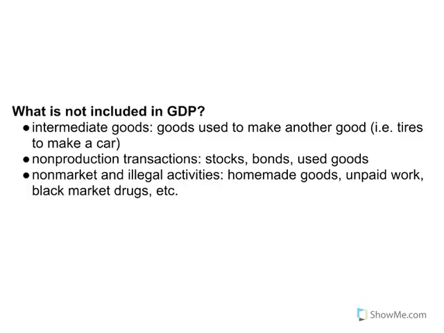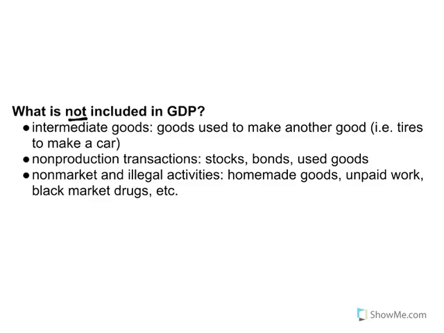Finally, I want to mention a couple categories here of things that are not included in GDP. The first one we've already kind of talked about, which is intermediate goods. So goods that are used to make another good, for example, the tires that became part of the car, are not included in GDP. And the reason is simple, because we don't want to count the tires twice. We've already counted them when we quote the price tag of the car, so we don't want to include them here before they are attached to the car.